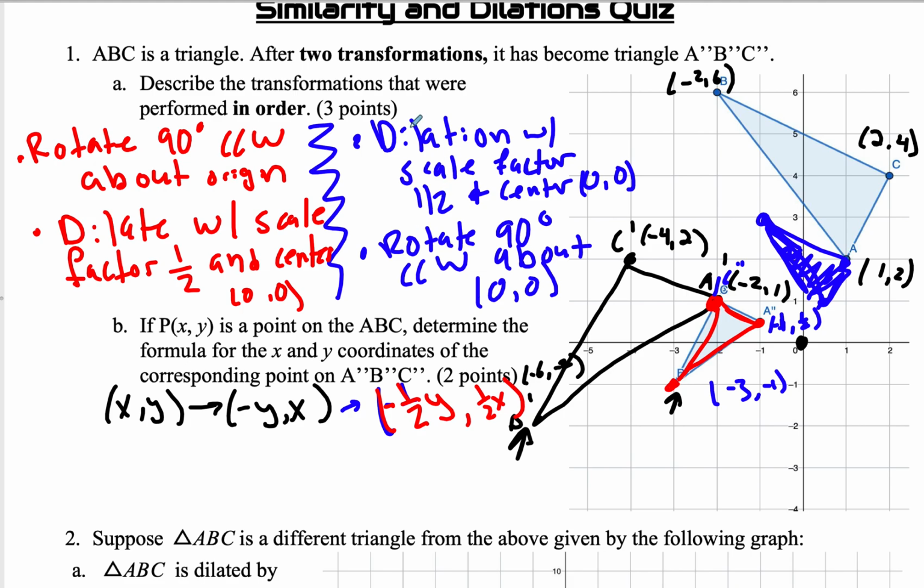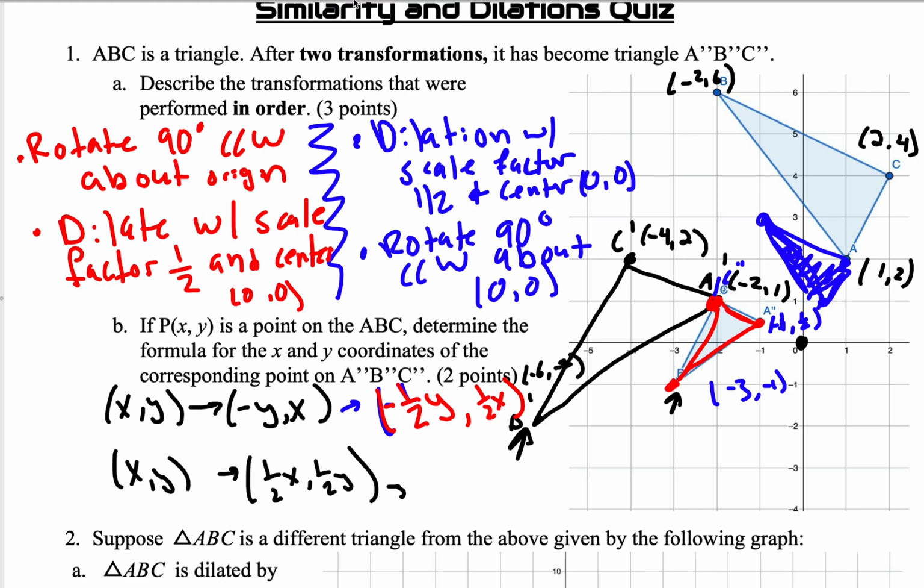If you do the dilation and the rotation, you get the same thing, because the dilation would go like this. So look, notice these are all half, 2 and 4, 1 and 2, -2, -6, -1, -1, 3. So here, with the dilation first, you're cutting them in half.